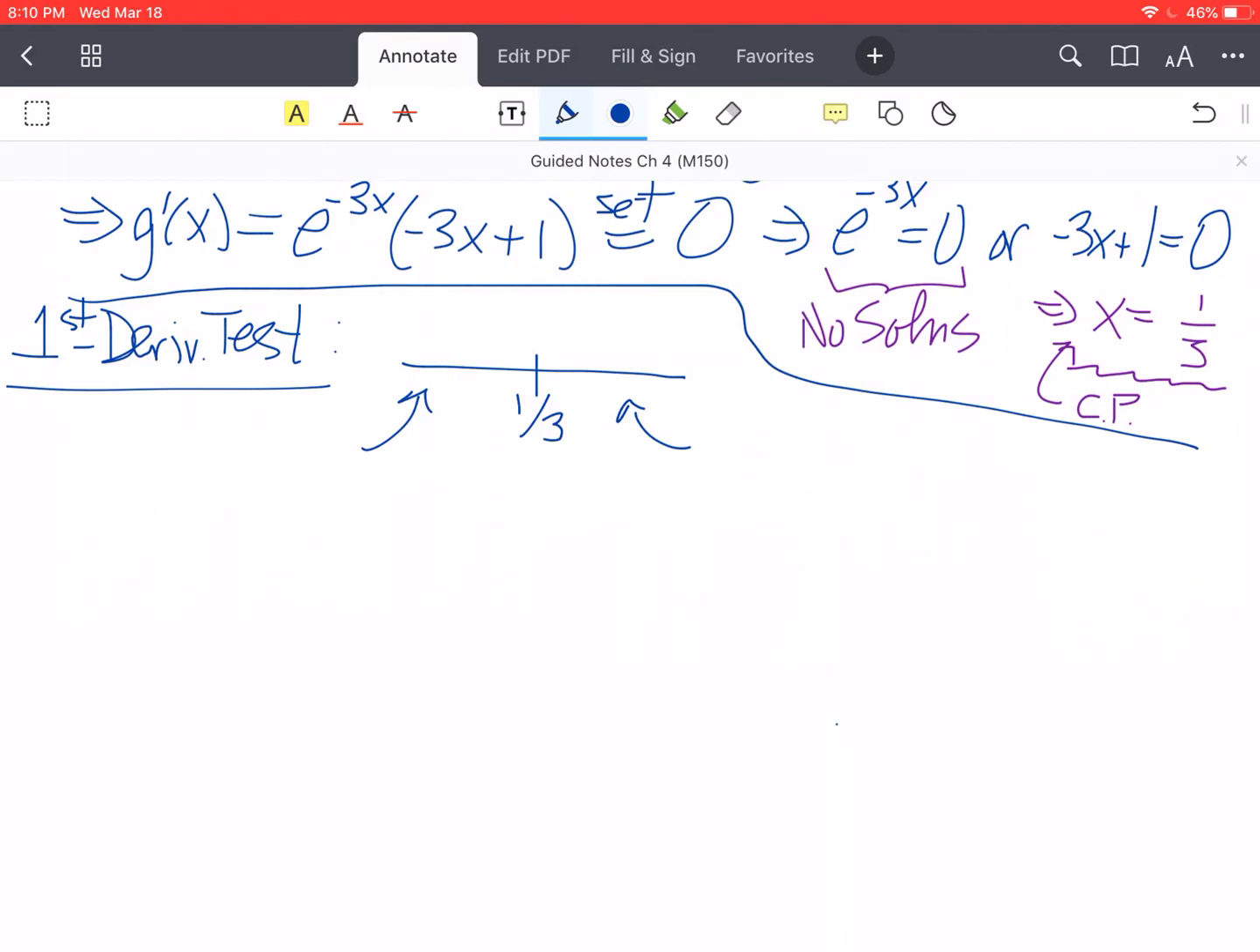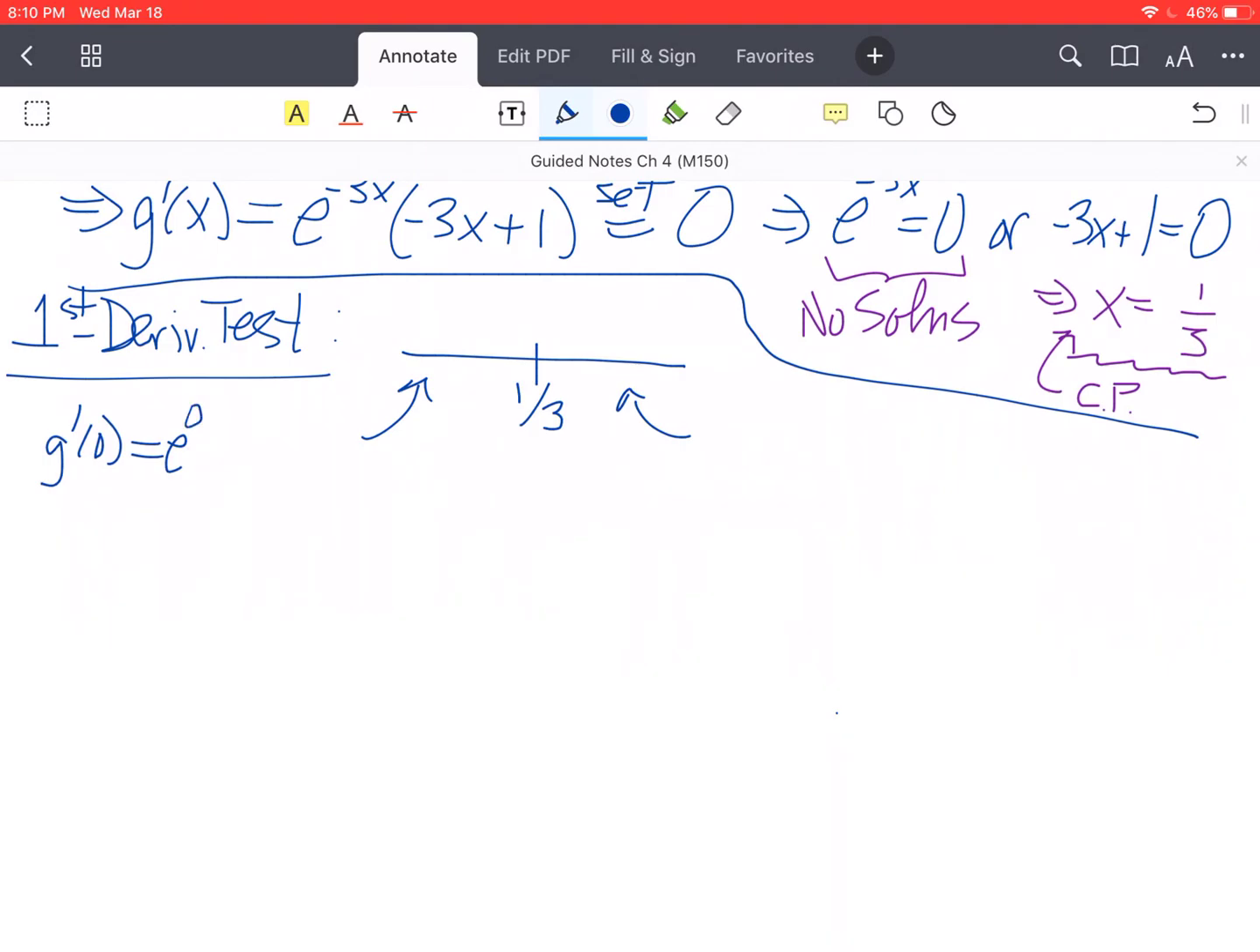So anything to the left of 1/3, so as I just mentioned, I'm going to pick 0, because anytime you can, it's usually a good idea. So g prime of 0, that's going to be e to the 0 times 0 plus 1. Okay, 0 plus 1. So that's just e to the 0, which is 1, which is positive. Okay. So we have an increasing function here.